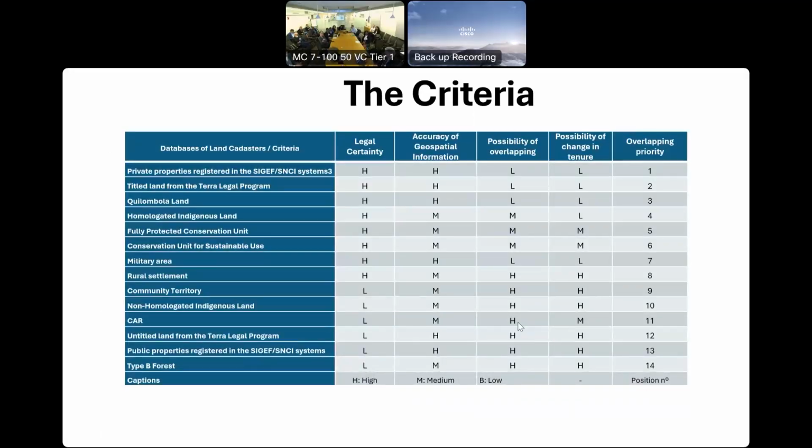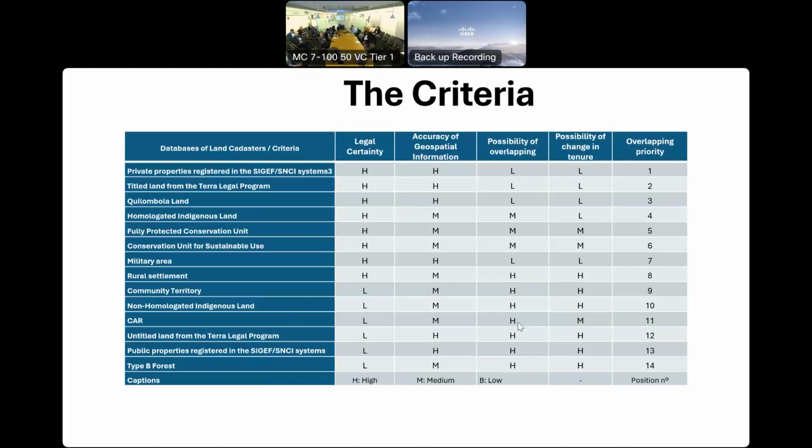But the main question that they came to me with, because they were already making those maps, is that they didn't understand what criteria we should use to establish what is the reality. I developed this idea. So the private property registered at SNCI, CGF, that is INCRA, has high possibility of overlapping, and low possibility of changing tenure. So that was the highest priority. So we went down: titled land from Terra Legal, Quilombola, this is ex-slaves' land, indigenous people, protected conservation areas, and so on.